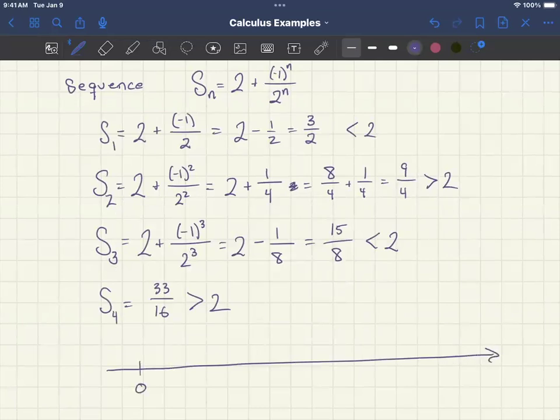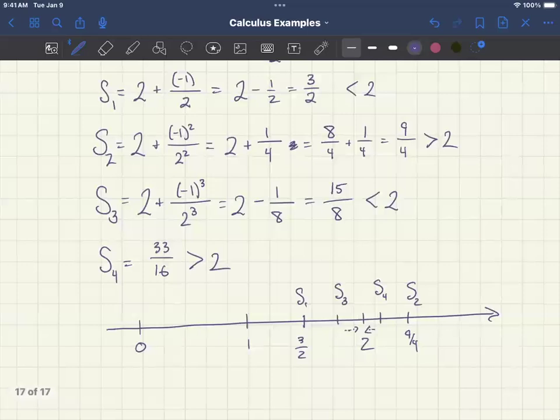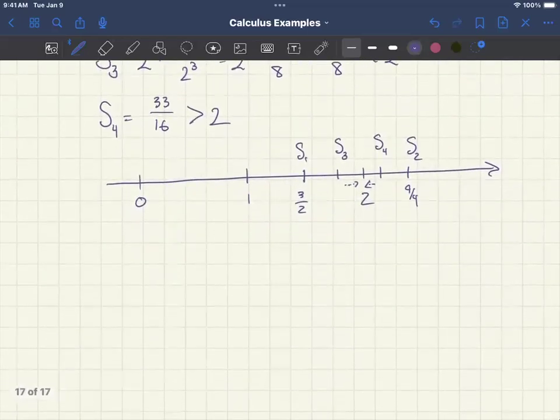So here's 0, here's 1, here's 2. We start off, here's S1 at 3 halves. And then we get S2, which is a little bit bigger, 9/4. And then we get S3, which is over here. I'm not going to put those numbers in. We get an S4. And so you can kind of see that we are converging on both sides of 2, but we're jumping back and forth. So it's not acting the way we normally see limits act, but it's really cool in that way.